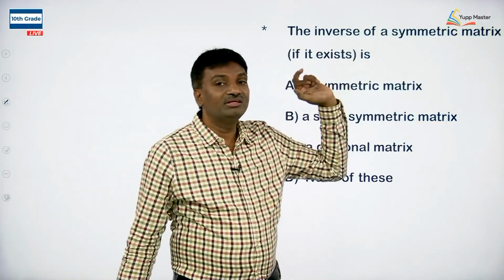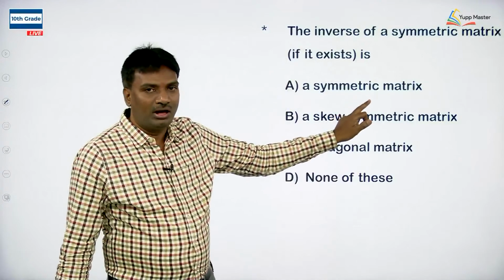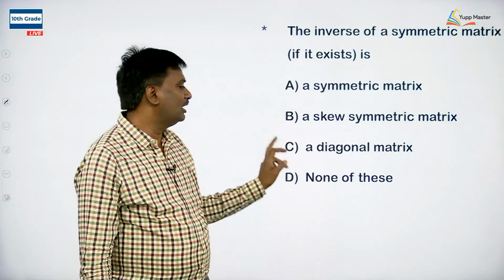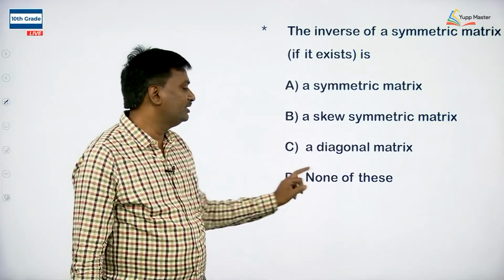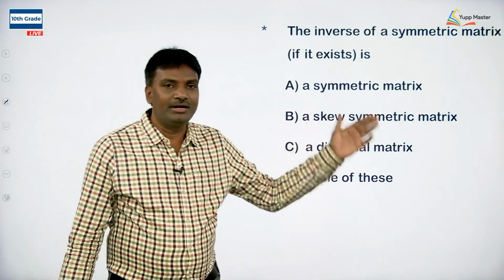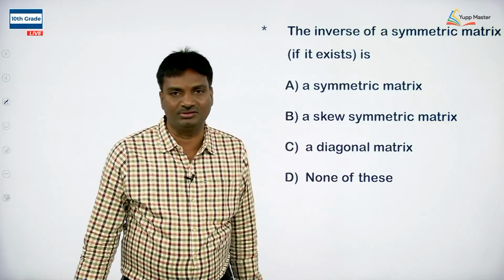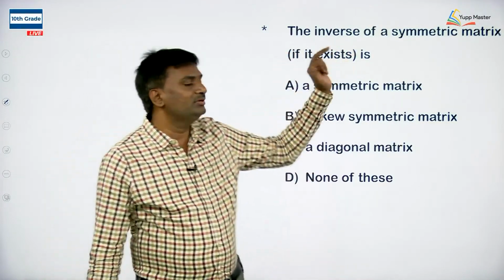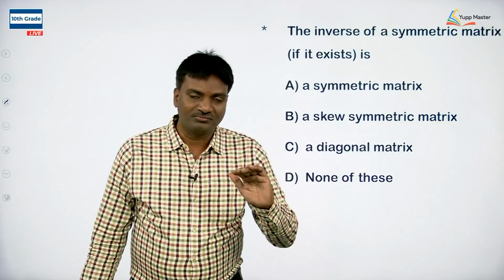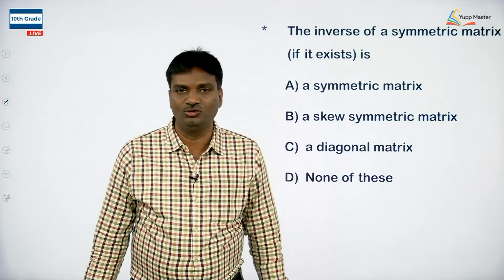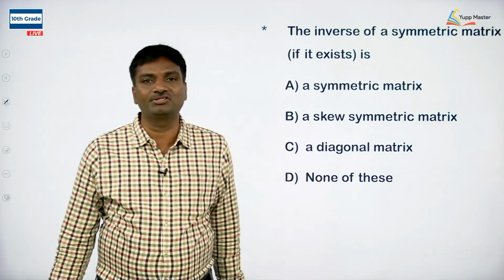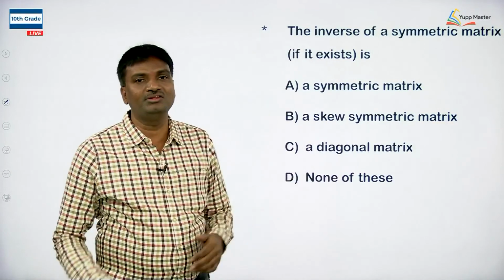See, the inverse of a symmetric matrix, if it exists, is: option A is a symmetric matrix, option B is a skew symmetric matrix, option C is a diagonal matrix, option D is none of the above. These 4 options are given. Here let us solve this problem by taking one example. Let us consider one matrix A as a symmetric matrix. Here you may take the matrix A as you wish. You may take a 2 cross 2 matrix or a 3 cross 3 symmetric matrix, but the matrix must be a symmetric matrix.